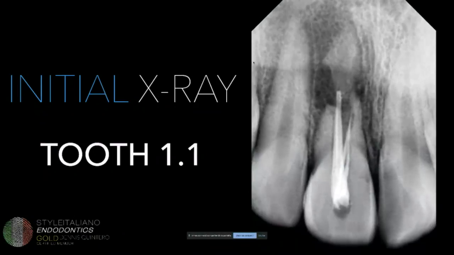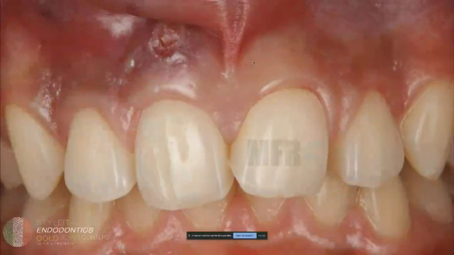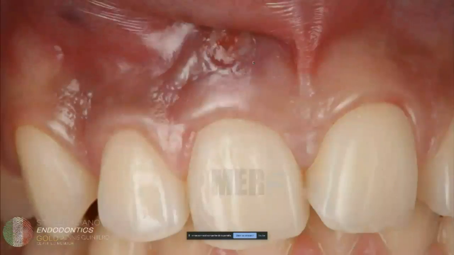Okay, so moving to the next slides, you can see this is the first initial clinical photo that I took of the patient. This patient comes with a sinus tract. This patient also has mobility on the 1.1. Okay, there's a little bit of delay. Okay, and after we took this initial photo, you can see a closer photo in the next slide. You can see the sinus tract that we have here.